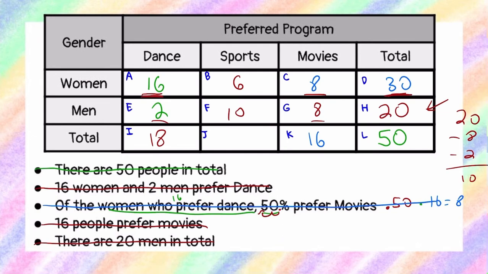So one final box. What do you think goes in box J for the total people that prefer sports? So you can either add 6 plus 10 and get 16, or you could do 50 minus 16 minus 8. I think adding would be a little bit easier.